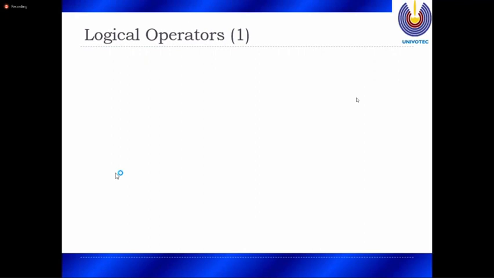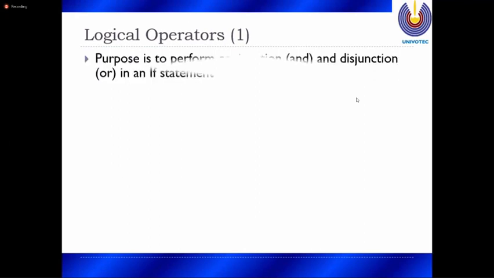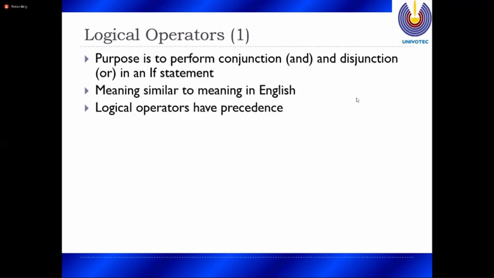Now we come to the logical operators. Their purpose is to perform conjunction and disjunction, or in an if statement. Sometimes you want to satisfy more than one condition to execute a particular group or block of code. Then we need the logical operators. The meaning is similar to the English meaning. And the logical operators have a precedence, okay, they also have precedence.